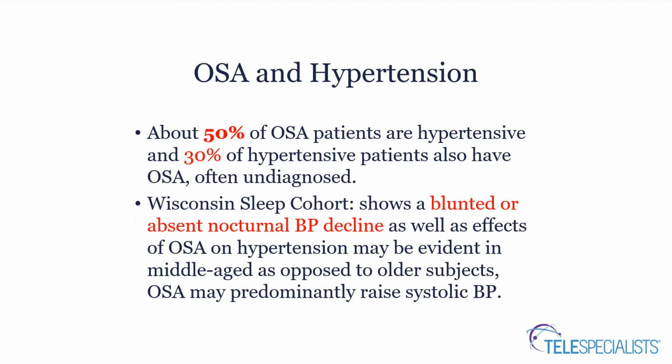And we're looking for other risk factors. There's this study, again, this Wisconsin sleep cohort, that showed a blunted or absent nocturnal blood pressure decline. That's what we just talked about, that non-dipping blood pressure. As well as effects of sleep apnea on hypertension may be evident in middle age as opposed to older subjects. So could there be a difference in middle age versus older in sleep apnea's impact on our general health? Maybe there is, and maybe that gives us a significantly increased risk of some of these health issues in a middle-aged person as opposed to what would naturally happen in an older person if they have sleep apnea.